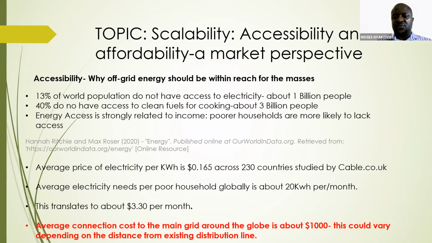What I found out from cable.co.uk is that the average cost of energy is about 0.165 per kilowatt hour. This was from a study done across about 230 countries. The average need for a poor household in terms of energy consumption translates to about 20 kilowatt hours per month. So if you work the numbers around, it means that a particular poor household will spend about $3.3 a month just to consume a bit of energy.